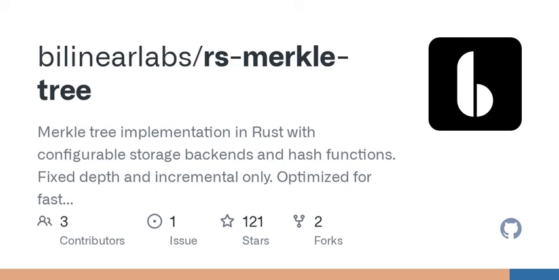So I just stumbled upon this fascinating implementation of a Merkle tree in Rust, and it's really got me thinking. Really? Merkle trees. What's particularly interesting about this one? Well, for starters, it has a fixed depth and is append-only. That means once a leaf is added, it can't be modified.